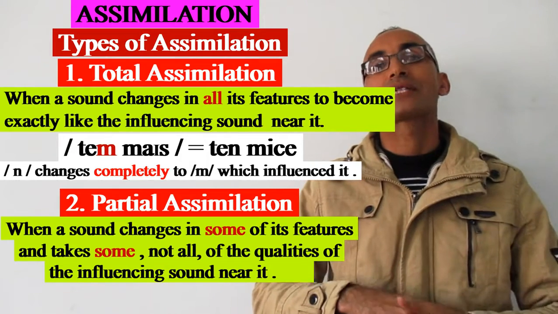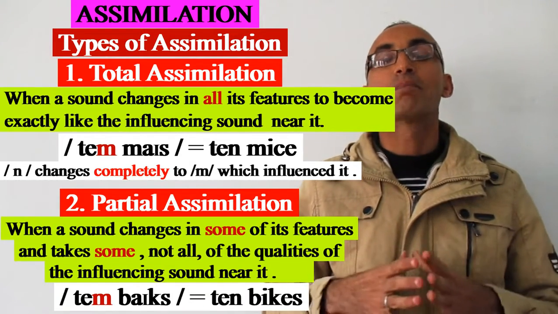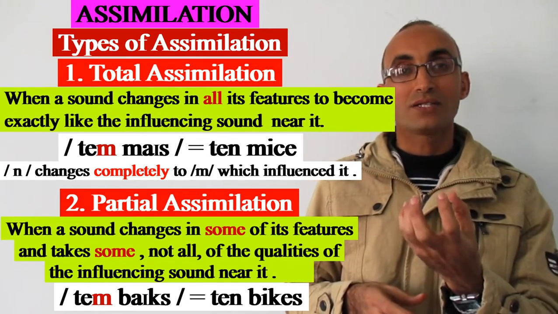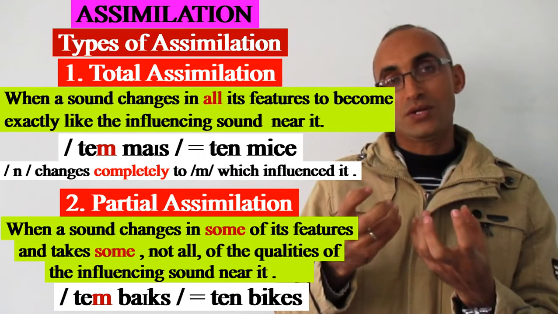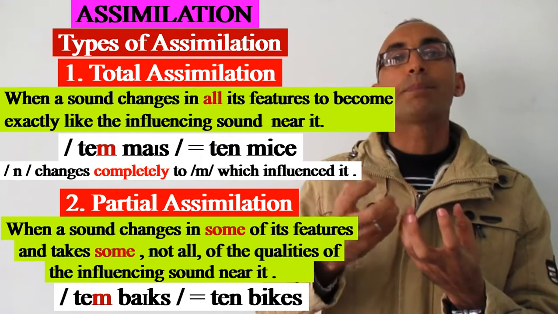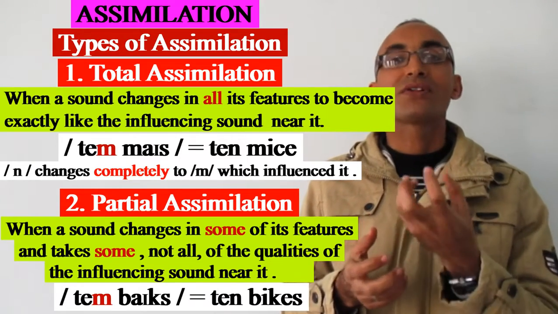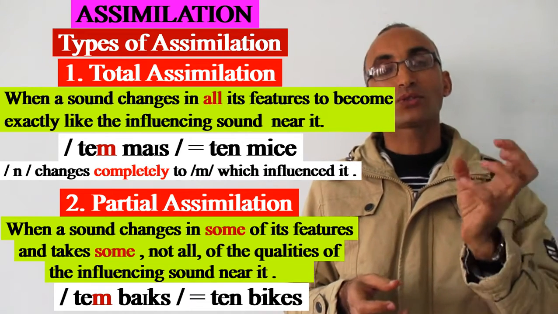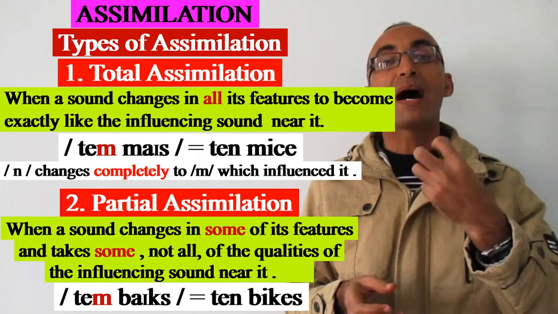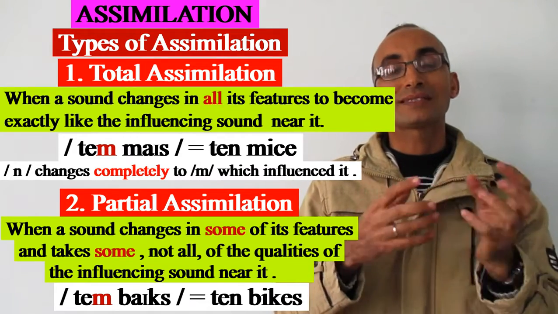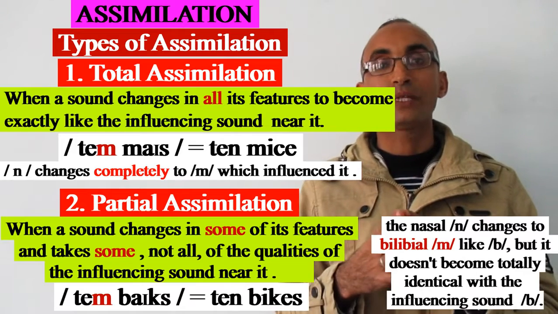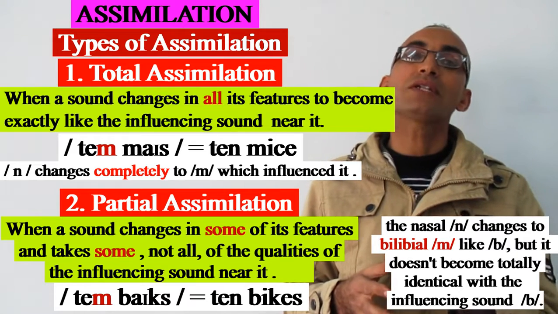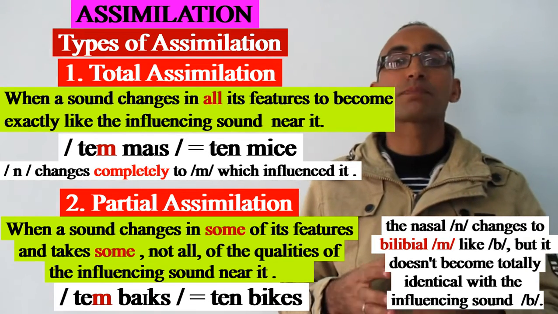For example, I have the example "ten bikes." Here I have the sound /n/ in "ten" influenced by the neighboring sound, the first one in the next word, which is /b/ in "bikes." But here the /n/ doesn't change to be identical to the sound /b/; it turns to be /m/, which shares some features with /b/. So here we have "ten bikes." The /n/ turns into bilabial /m/, and not into /b/. That's why it is partial.